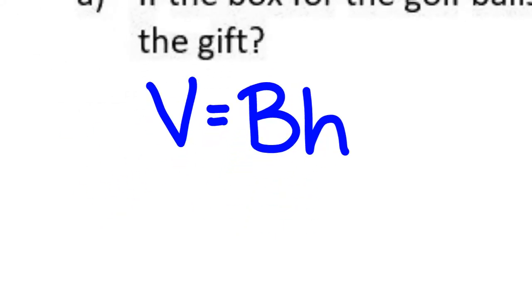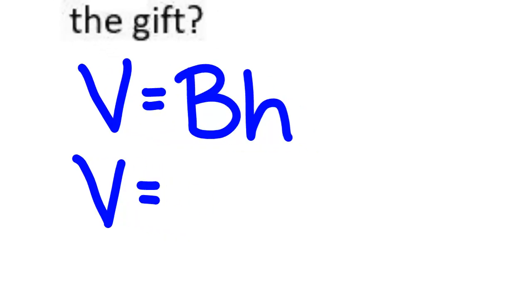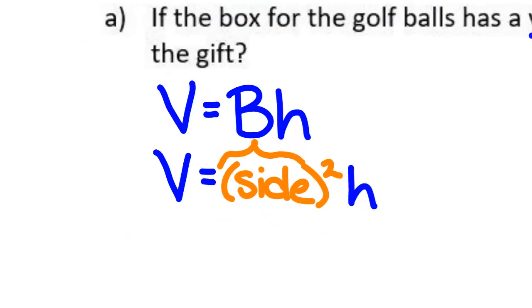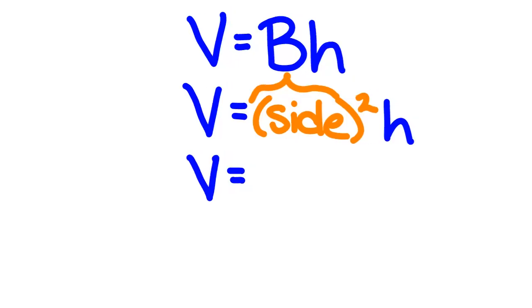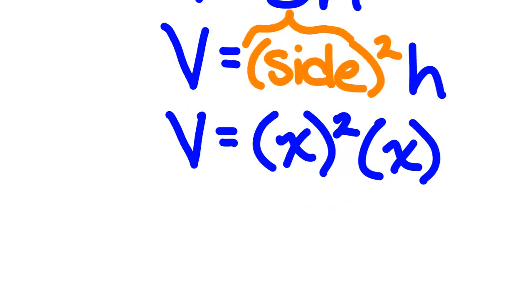What shape is the base of a cube? Square. How do you find the area for a square? Side squared. So we have side squared times the height. What did we write down for the side length? X. So I would have X squared times the height, which is X. What is X squared times X? X cubed.